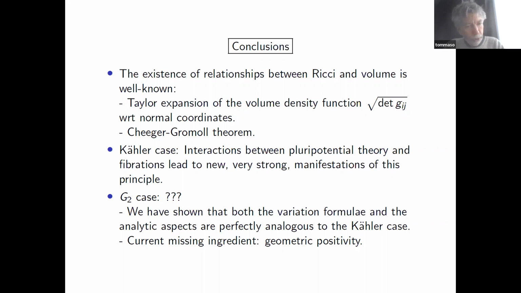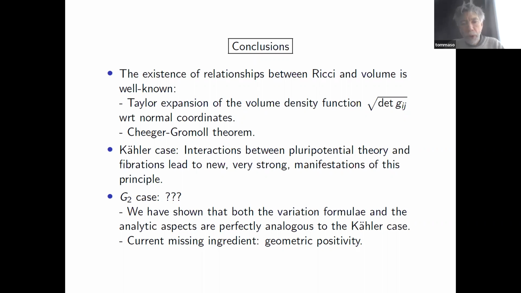And what we have also shown in the G2 case is that from the analytic perspective, we can continue developing the Harvey-Lawson theory of plurisubharmonic functions by studying how they relate to submersions. And the analytic perspective provides a perfect analogy.